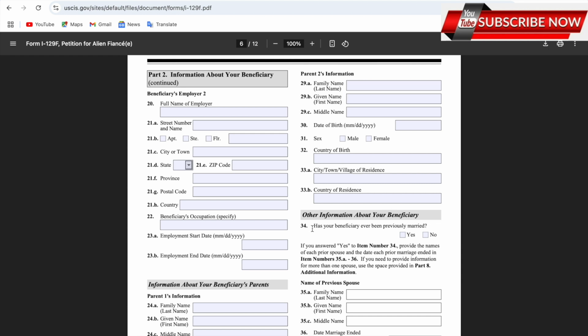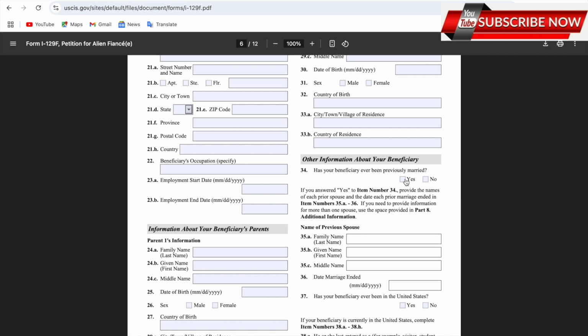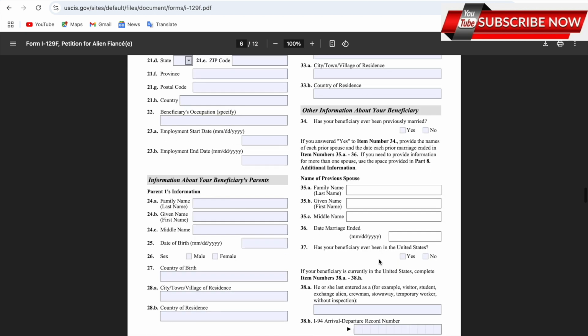And it says 34, has your beneficiary ever been previously married? So your beneficiary, have they married before? If yes, you click on it and you fill out this part of the form. If no, then you leave this part blank.